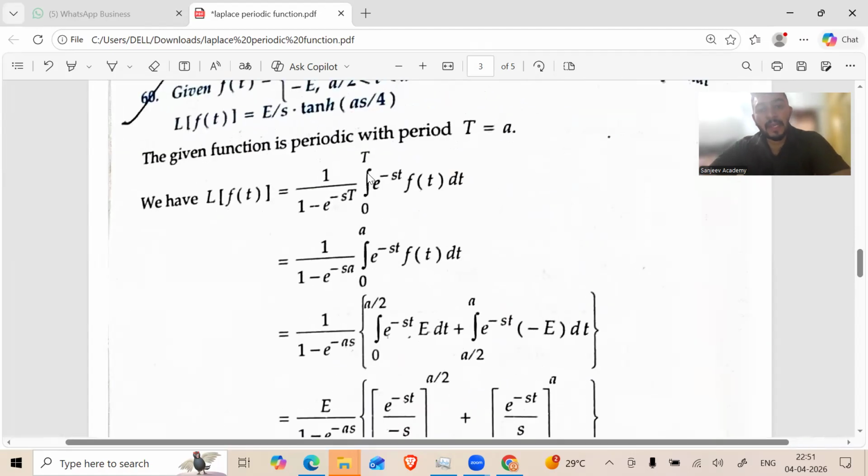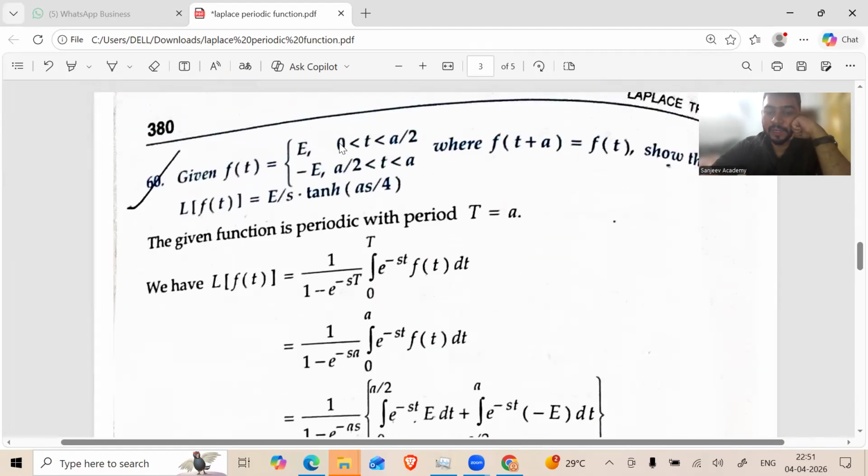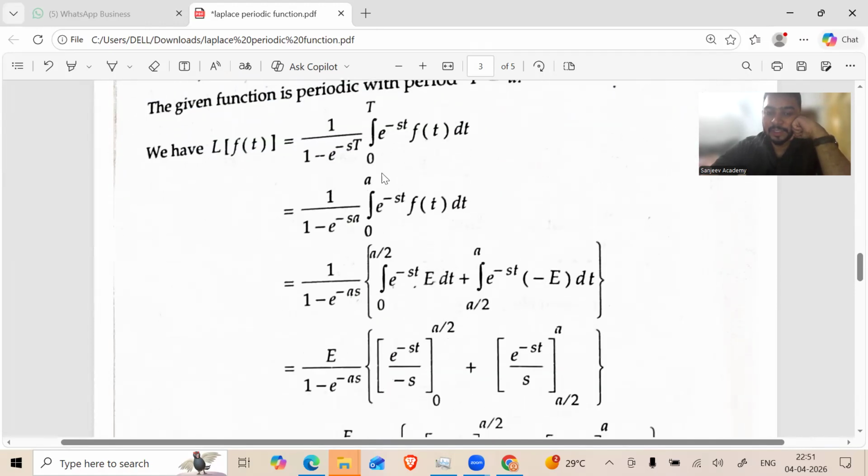1 by 1 minus e power minus sT, into the integral from 0 to T of e power minus st f of t dt. Right? This is the formula. Now, what is the full limit? 0 to a. Write it down, then split: 0 to a by 2, and a by 2 to a.